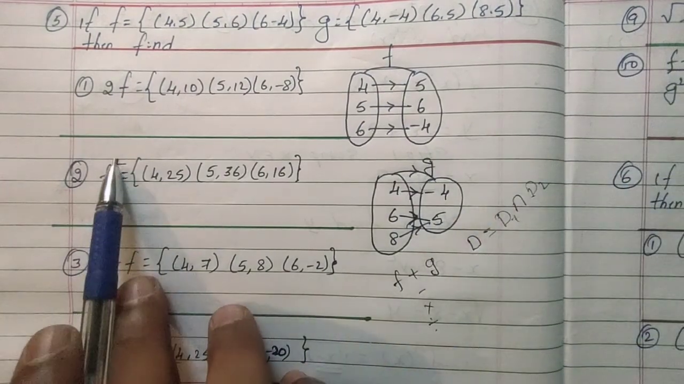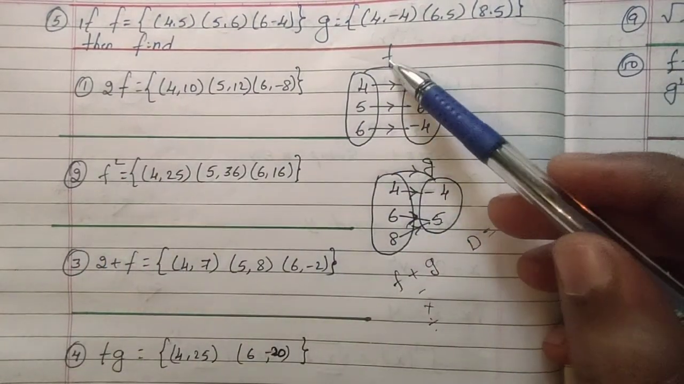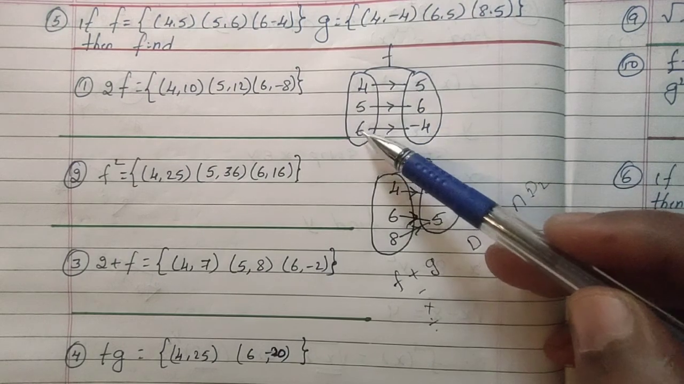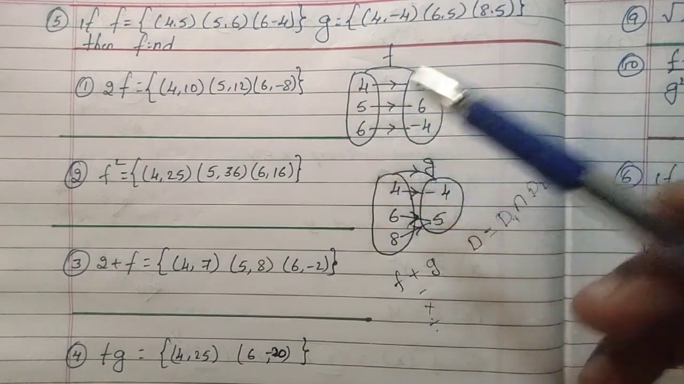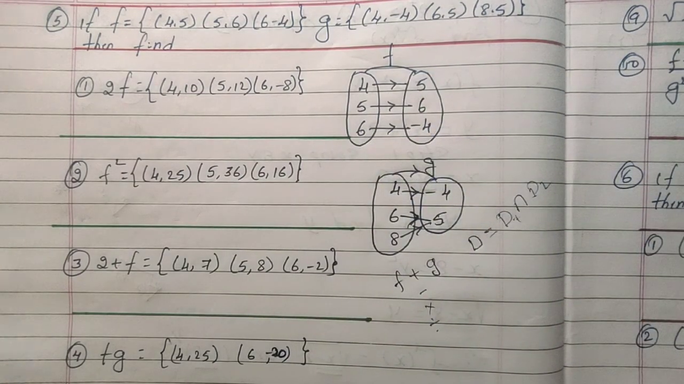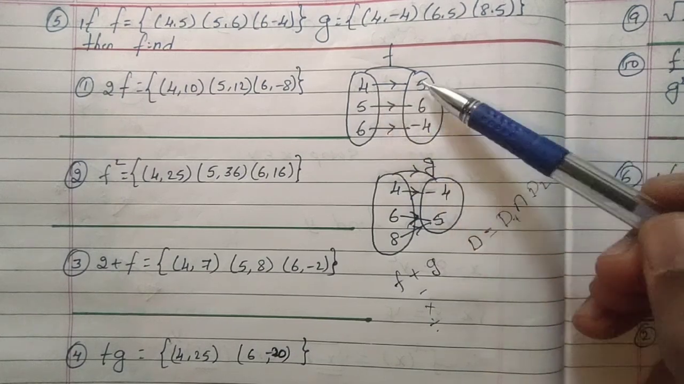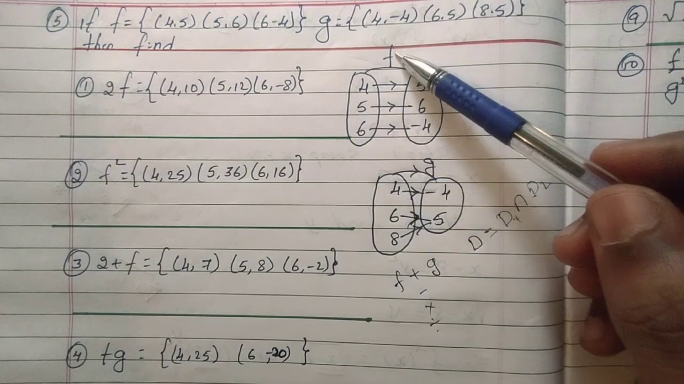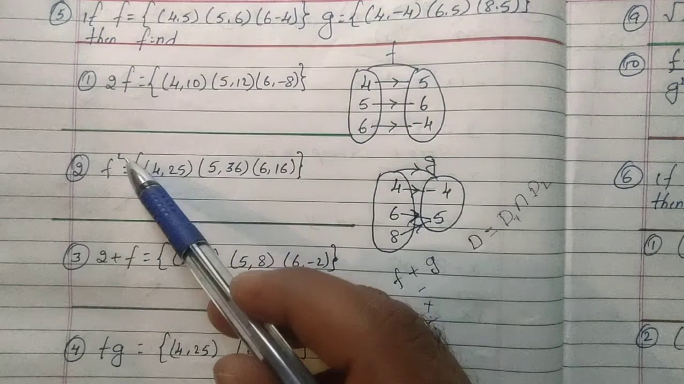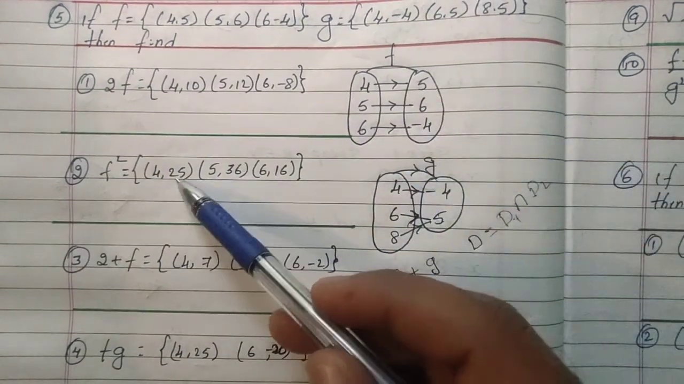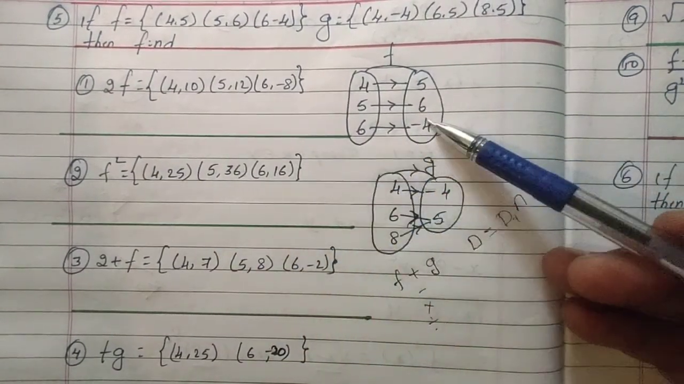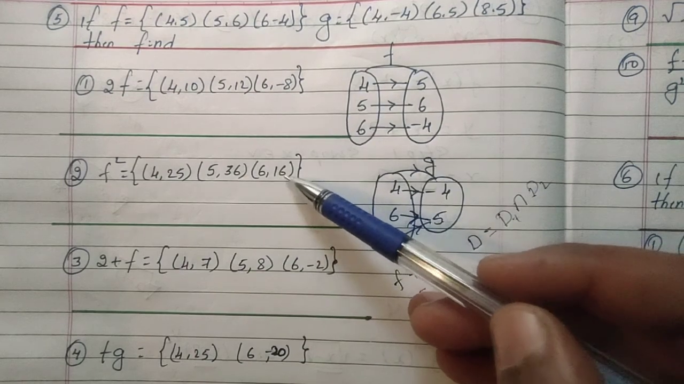Next, f square means f times f. The domain 4, 5, 6 is constant, it won't change. So 4 is related with 5 in f. f square means 5 square is 25, 6 square is 36, and -4 square will become plus 16.